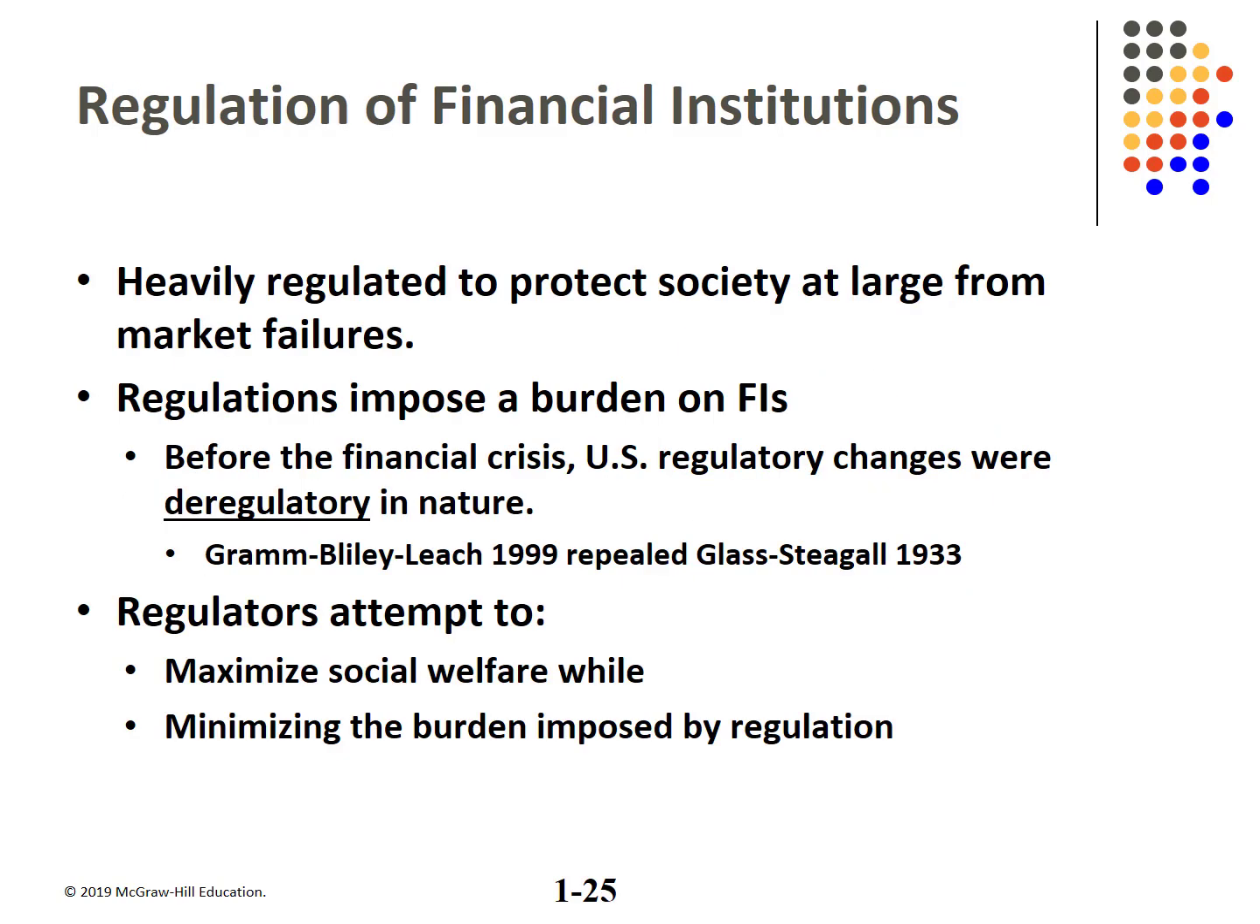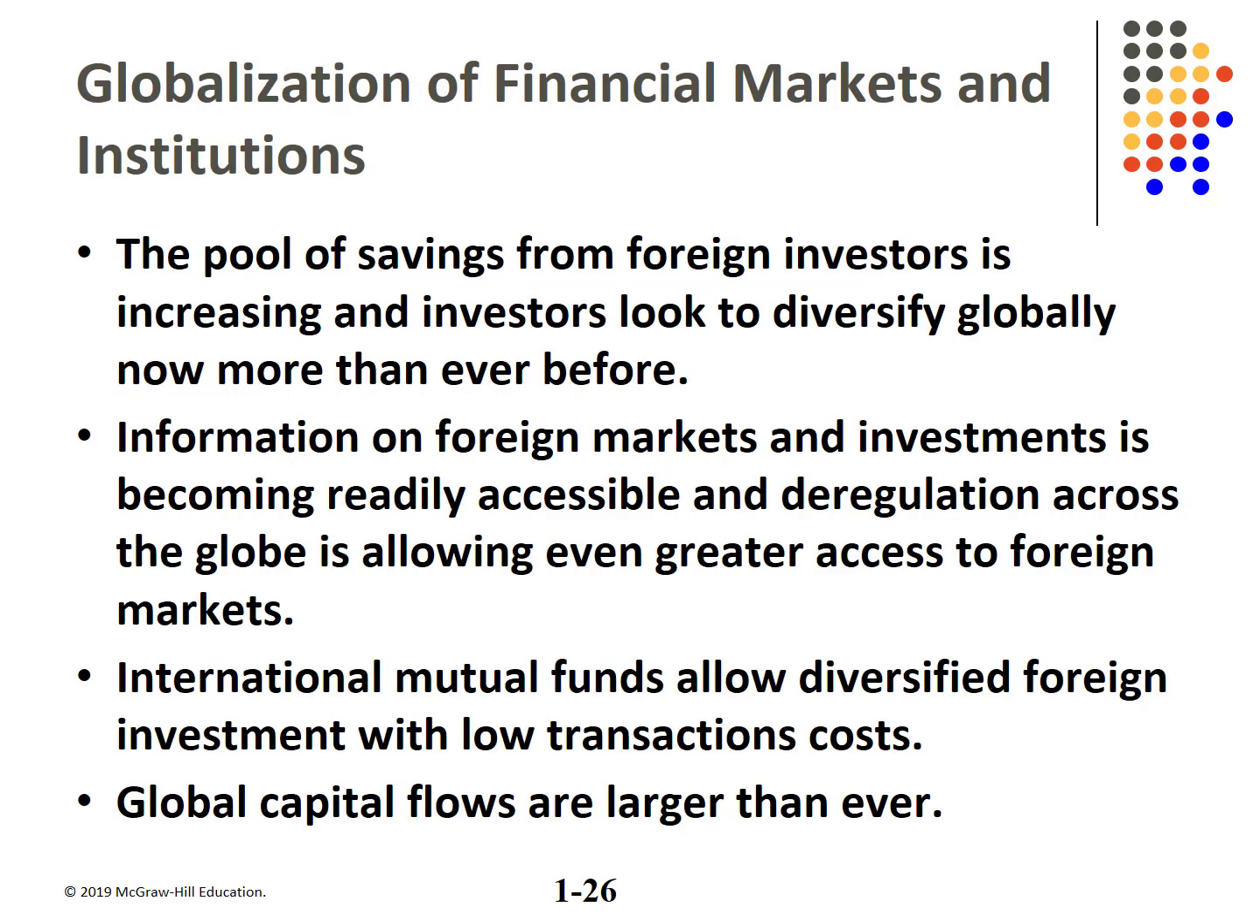Financial institutions are heavily regulated, basically to protect against market failures. Regulation does impose a burden on firms. Until 1999, most changes were aimed at deregulation, culminating with the Gramm-Leach-Bliley Act of 1999, which repealed the 1933 Glass-Steagall Act. Glass-Steagall separated investment banking from retail banking. The overall intent of regulation is to minimize the burden on those regulated while maximizing social welfare. It's a conflicting combination.